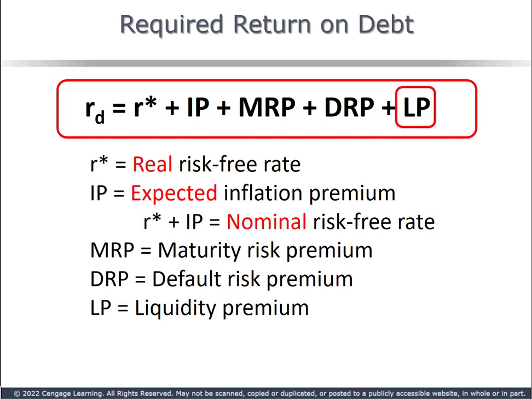U.S. Treasuries have no default risk. A liquidity premium to compensate investors if the market for these bonds is not liquid. The market for Treasury bonds is highly liquid. The market for corporate bonds is very illiquid.